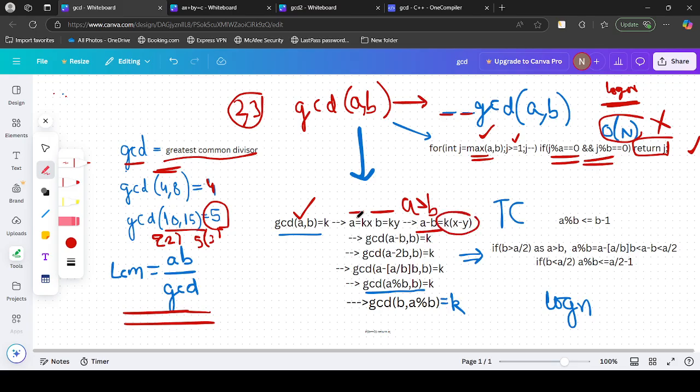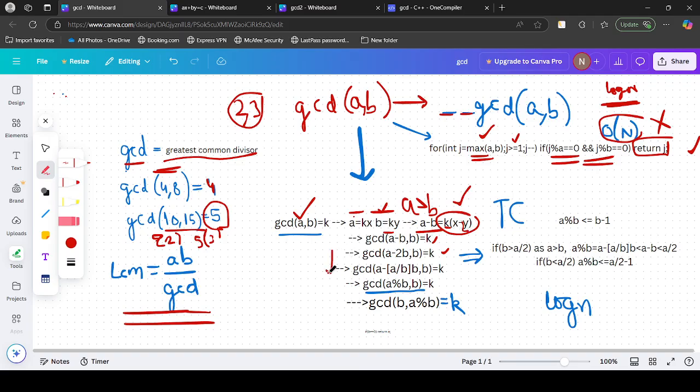It is k into (x minus y). So if you observe, what is the GCD of b and a minus b? It is also k because we have k in both. So GCD of a minus b comma b is also k. So similarly, what if we are trying to find a minus 2b? The GCD of a minus 2b comma b is also k because the extra factor of 2 will be there, but the GCD is k of both.